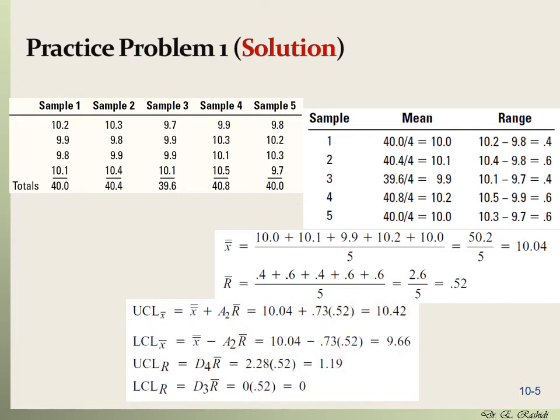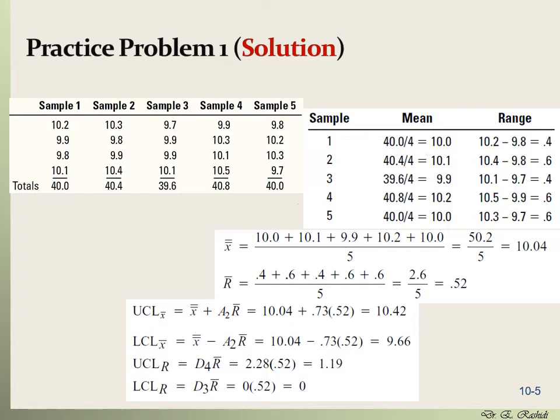All right, now that we have the upper and lower control limits for the X bar chart, the mean chart, and the range chart, we can check and test whether the process is in control or not. For the mean chart, we're going to see whether all of these sample means are within the control limits. The upper control limit is 10.42 and the lower control limit is 9.66. As you see, all of these values are within these two limits. None of them is outside of this range. So the process here is in control in terms of the central tendency, or the X bar chart.